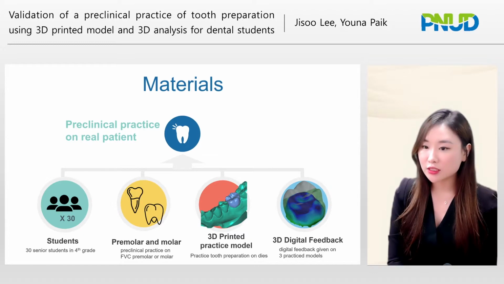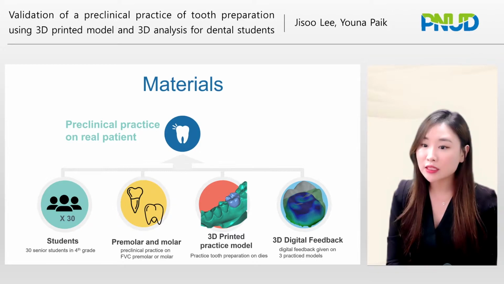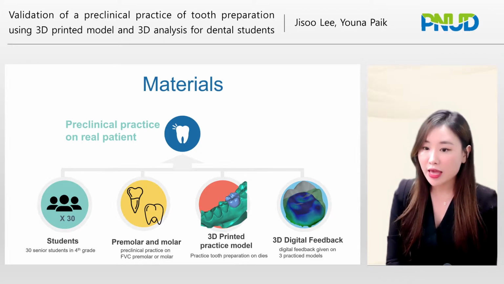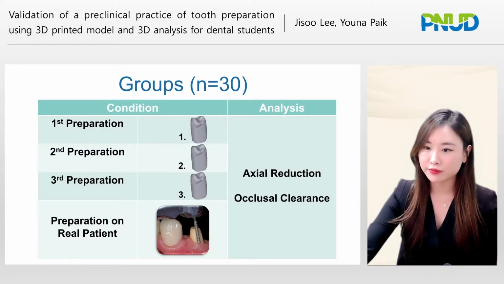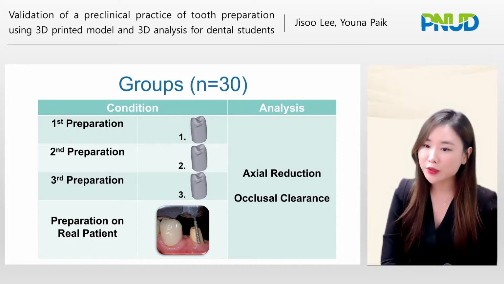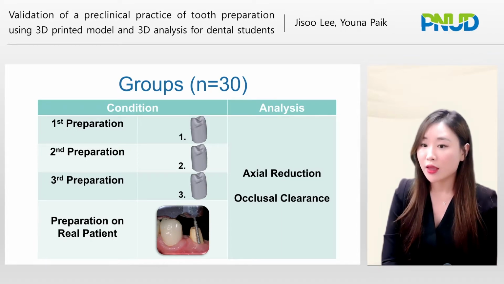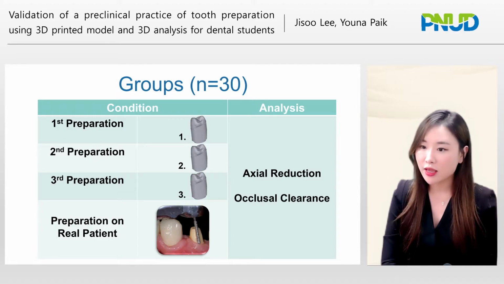30 senior students prepared a full veneer crown on a premolar or molar using a 3D printed practice model. 3 repeated practices were made. 3D analysis of the models was given to students after each practice. After this, students performed the preparation on a real patient. A total of 4 prepared dies were scanned. The amount of axial reduction and occlusal reduction was measured.